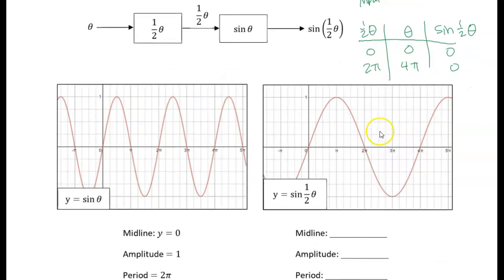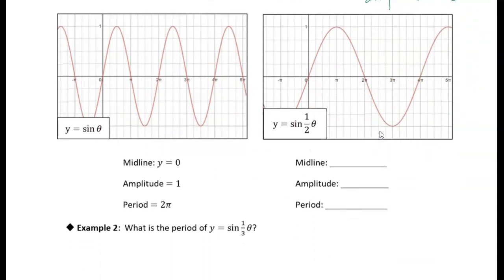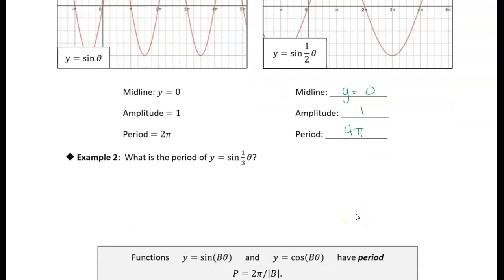All right, let's take a look at these two graphs. The normal sine function has a midline of 0. Sine of 1/2 theta still has a midline of 0. Amplitude is still 1. But the period of sine of theta is 2 pi, and the period of sine of 1/2 theta has to be twice that, so 4 pi.